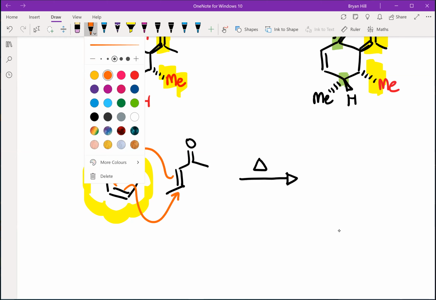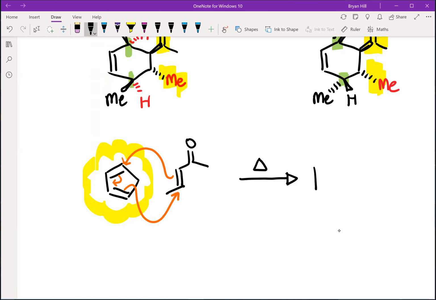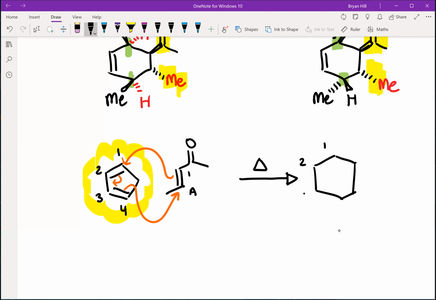Okay, so we form a 6-membered ring. 1, 2, 3, 4, A, B. Okay, so we're going to put on our substituents here. On B, we've got a ketone. On A, we've got a methyl group. I've made them trans because we know that they're going to be trans. Between carbon 2 and 3, we have got a double bond.